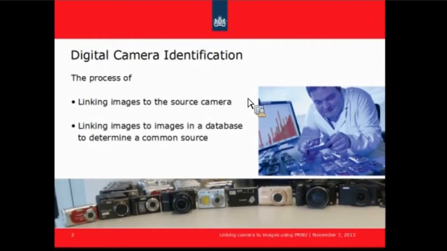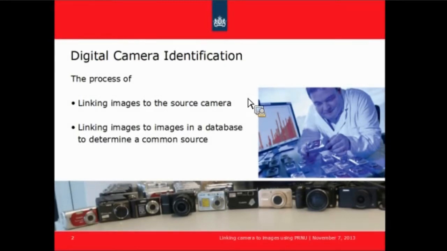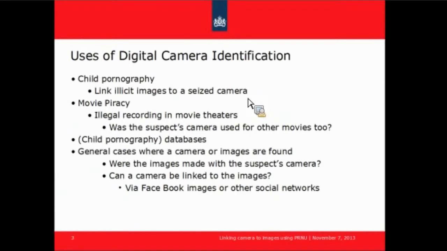The process of digital camera identification focuses on linking images to the source camera or linking images to other images in a database to determine if they have a common source.